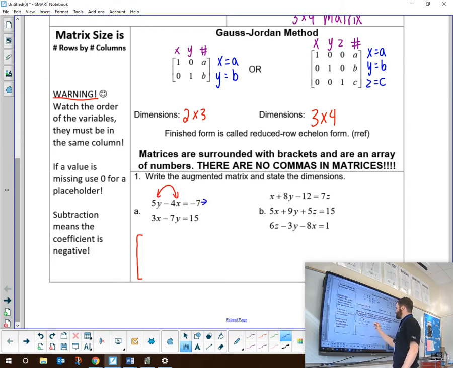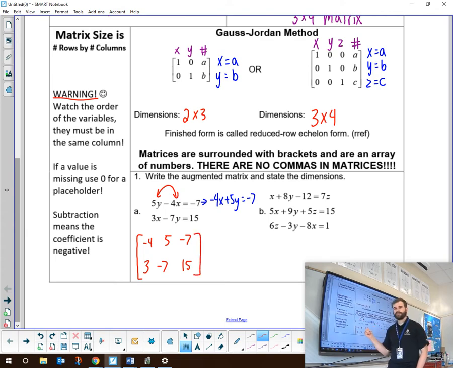So I'm going to rewrite this little guy as -4x plus 5y equals -7. Now my x's, my y's, my whole numbers are in the same order. So that's very important. So now when I write this in my matrix, we're going to go -4. There are no commas when we write in our matrix, okay? No commas. We just put our numbers in there. So it's -4, 5, -7. The next one is 3, -7, 15. Okay? So 3, -7, 15. All right, and then we're going to close off our matrix.